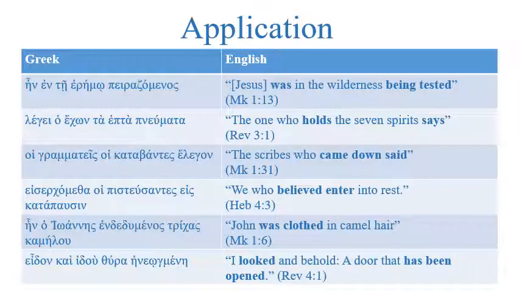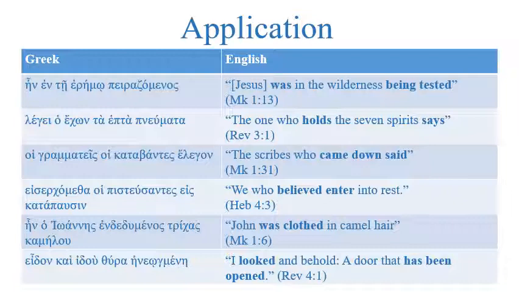In terms of interpreting the Greek text, when we take a look at our 6 different examples of participles, we see a couple things that they point us towards. Number one, they help flesh out a narrative. They give us extra details about the characters and what they're doing. We see this, for example, in Mark 1:31. The scribes who came down said. Our participle, katabantes, tells us that the scribes have come from somewhere before they speak.